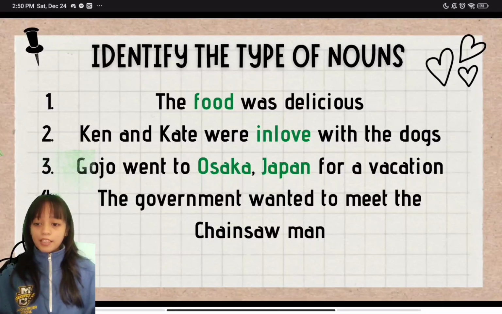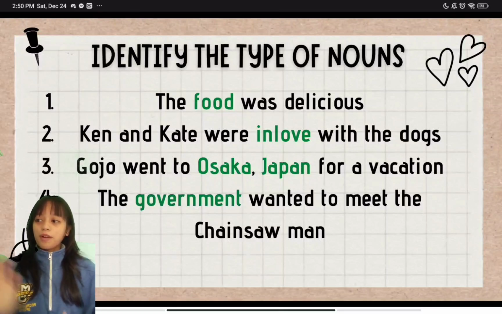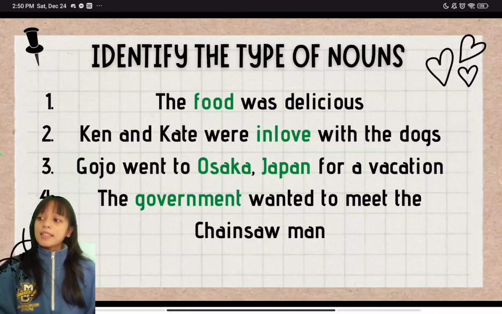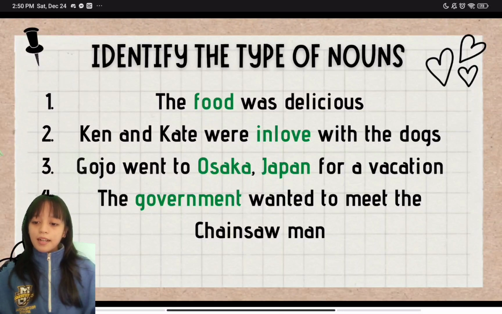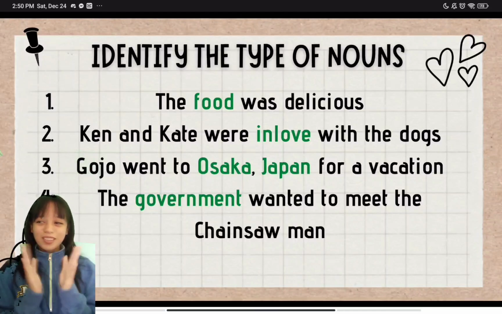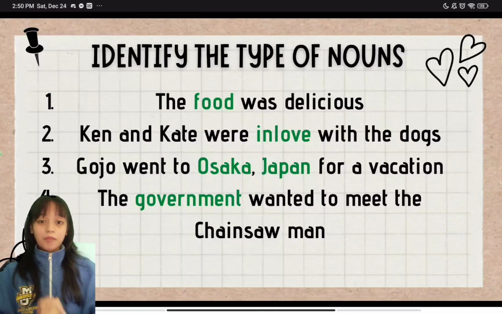Yes, I can see in the chats your answer. Someone answered government. Correct. The noun there is the government. So, what type of noun is the government? Correct. Government is the noun, a collective noun, because it's a group of people. Government is a group of people. I'm glad you understand lesson 4 today.